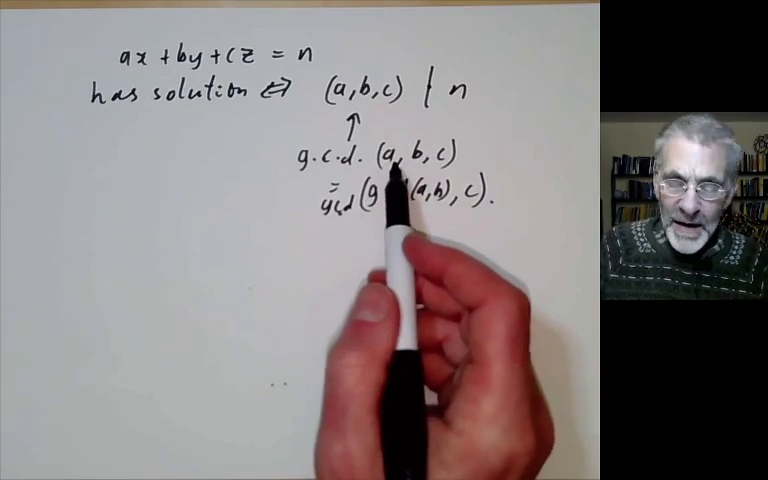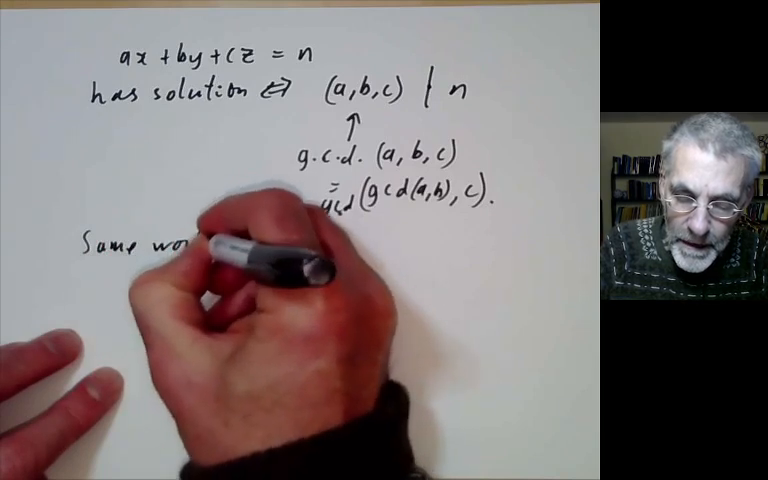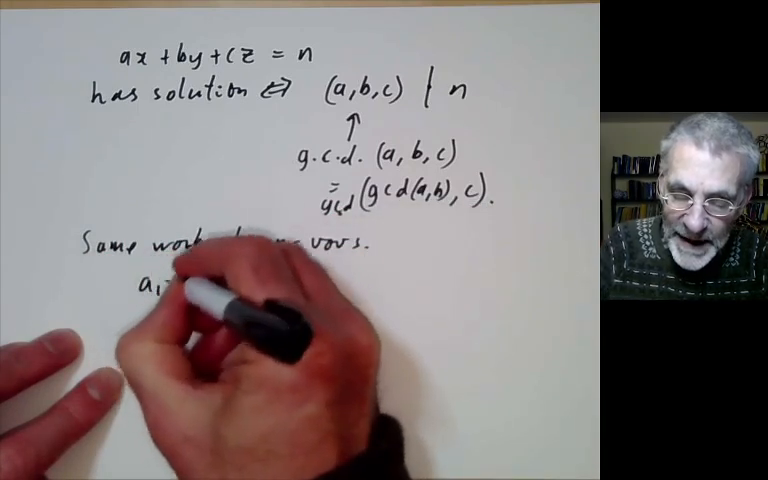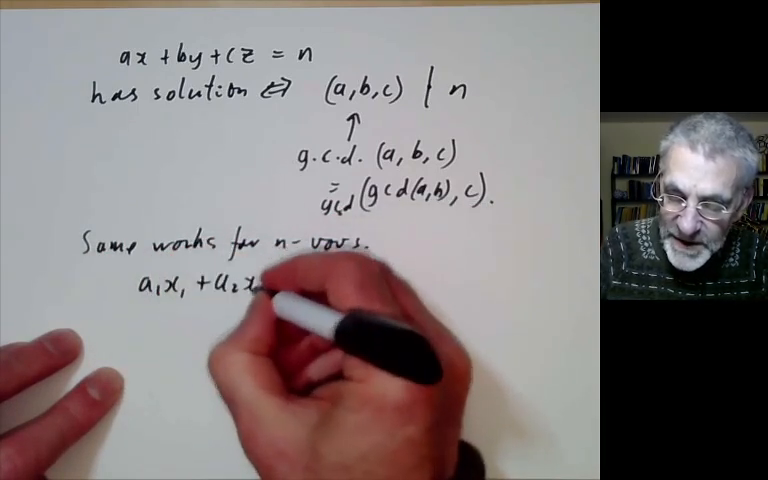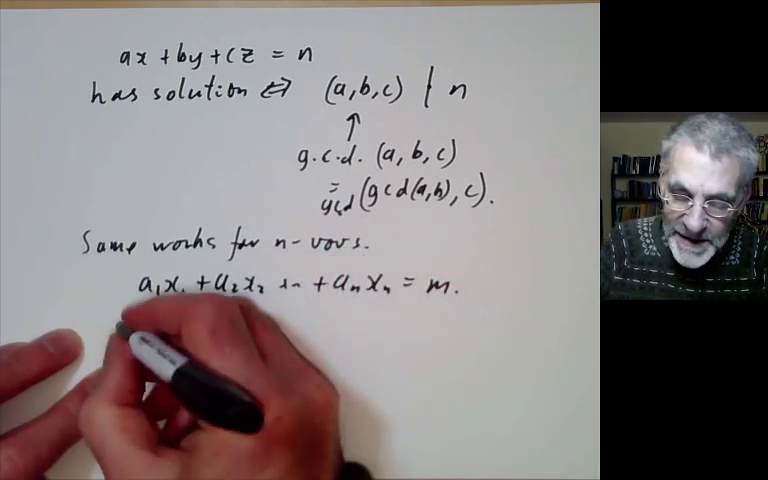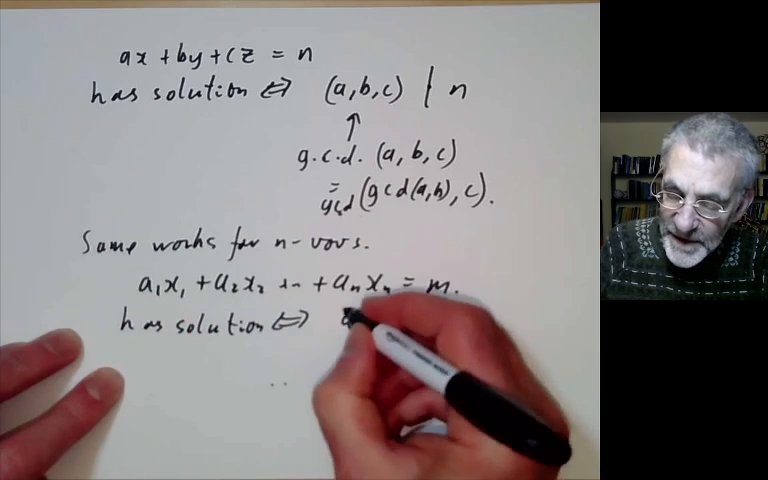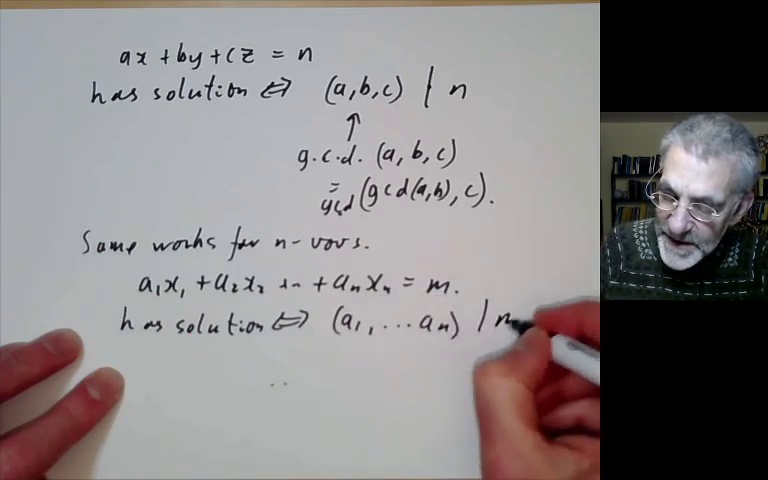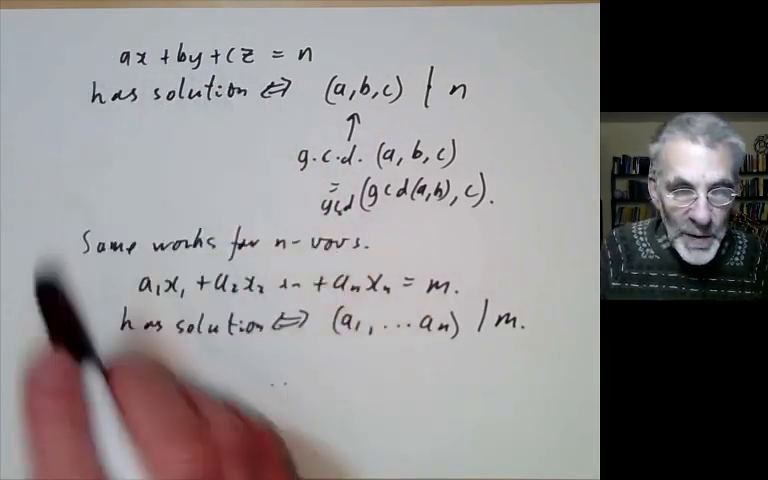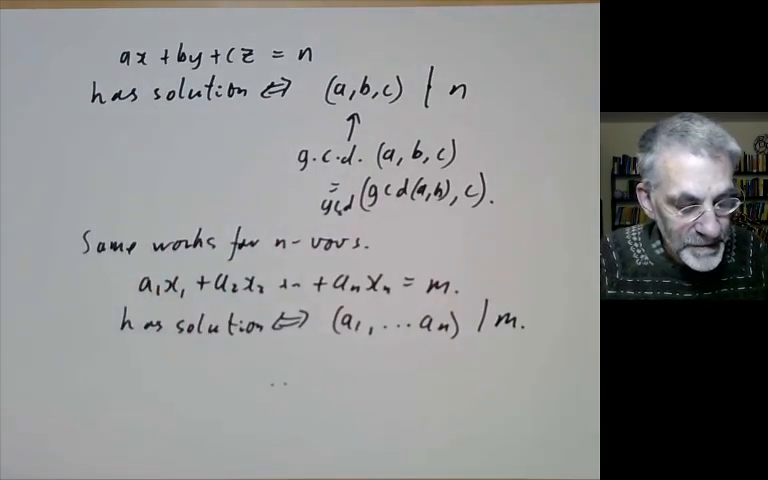And obviously, we've done this with three variables, but the same works for equations in n variables. So if you've got a1 x1 plus a2 x2 plus and so on up to an xn equals some number m, this has a solution if and only if the greatest common divisor of a1 up to an divides m. So we've got a very efficient way of solving linear equations and checking whether they have solutions or not.